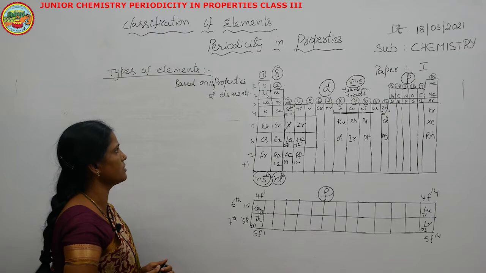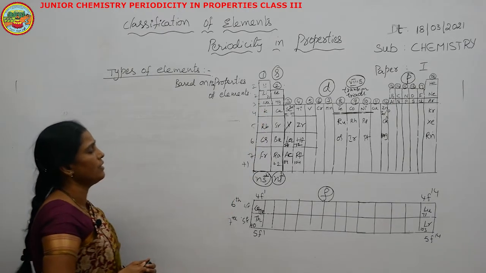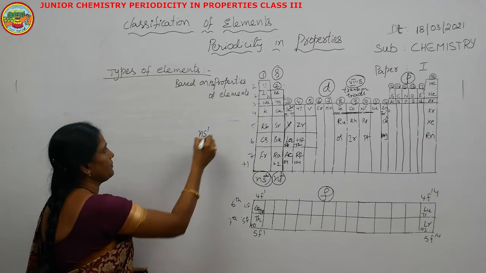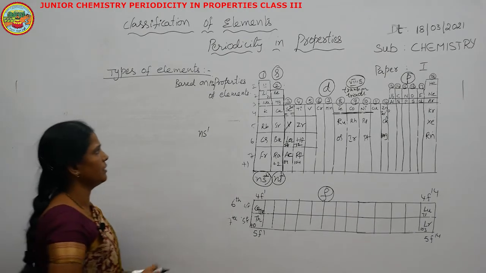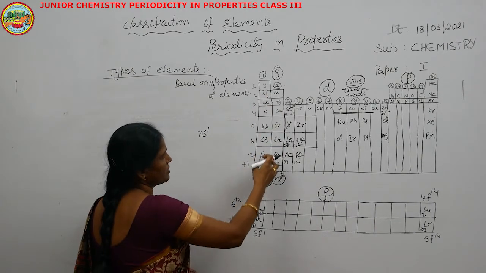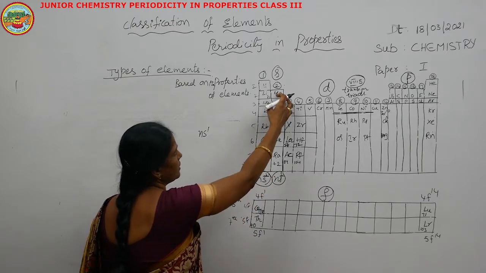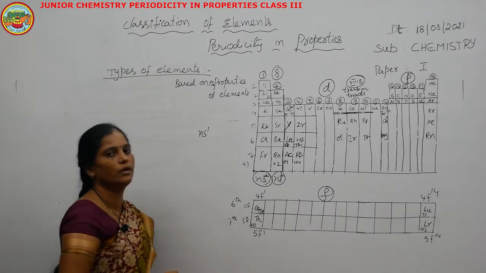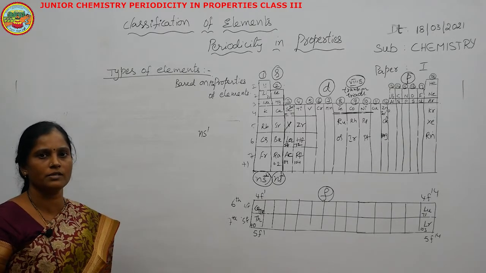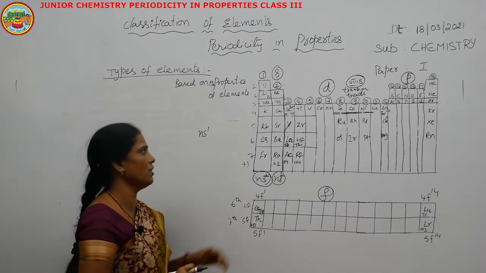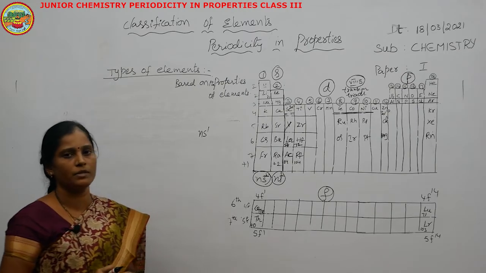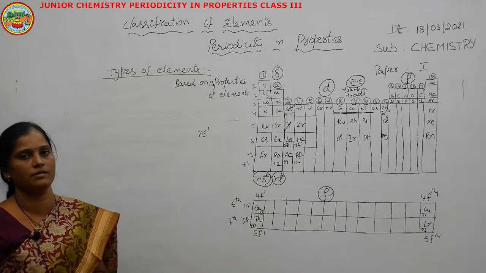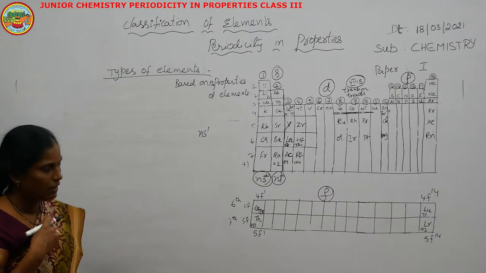For example, if you consider the first group elements, they all exhibit the configuration ns1. Similarly, the outermost electronic configuration is the same, ns1. Second group means ns2. The outermost configuration is ns2. That means the outermost electronic configuration is the same for all elements. The properties are also repeated. They show similar properties at regular intervals.